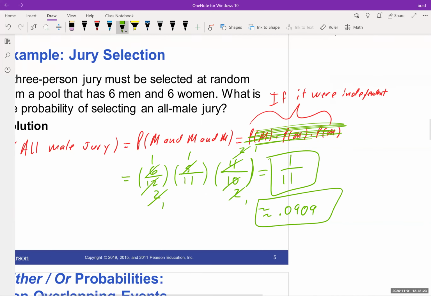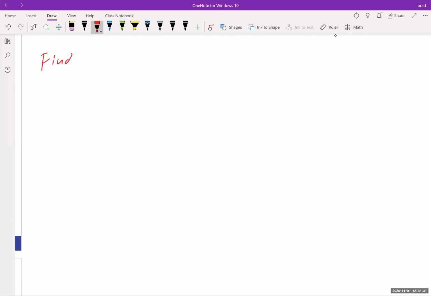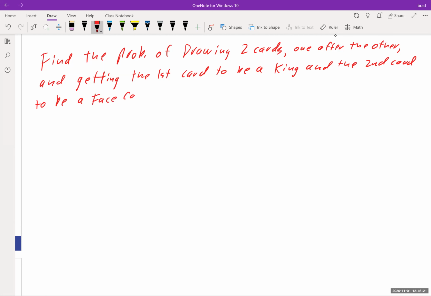Just like if you were drawing cards. So suppose I wanted to do a card problem. Okay, so suppose I was going to do a card problem and I said, find the probability of drawing 2 cards one after the other and getting the first card to be a king and the second card to be a, let's say, jack. No, you know what? Let's say face card. Hopefully this isn't too tough.